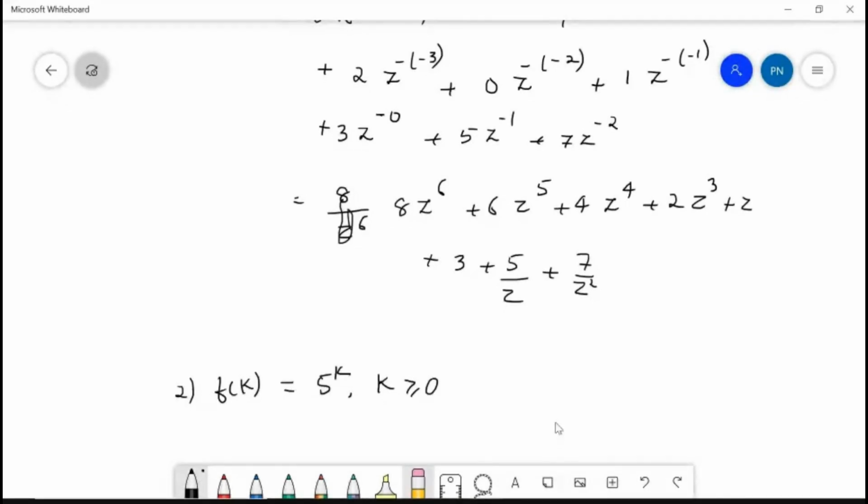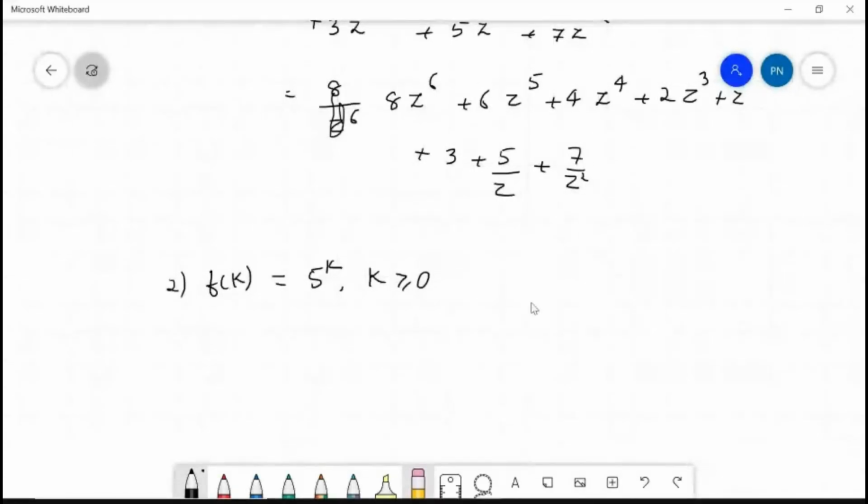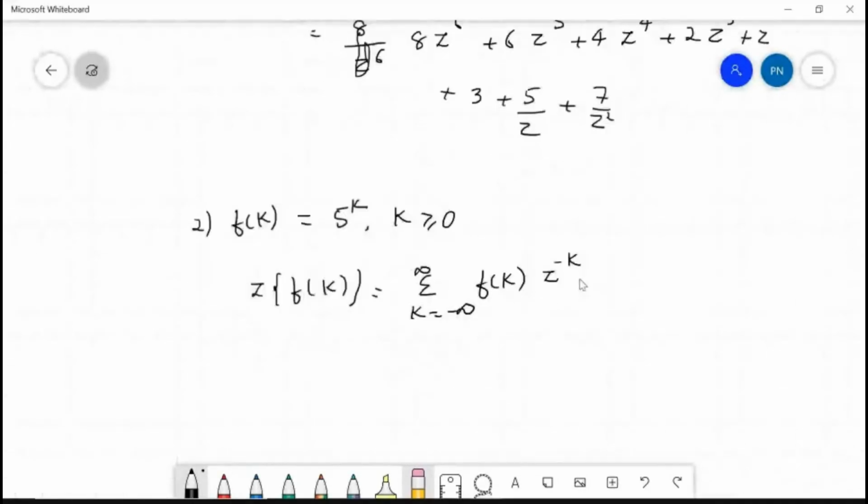Next function, f of k is equal to phi raised to k for k greater than or equal to 0. So if you are given a function, then we have to substitute directly in the z transform formula. So z of f of k is equal to, this is the basic formula, summation from minus infinity to plus infinity, f of k, z raised to minus k. Here f of k is phi raised to k and k takes the values greater than or equal to 0. So how will we write the summation, from where to where will k go? It is given that k is greater than or equal to 0.